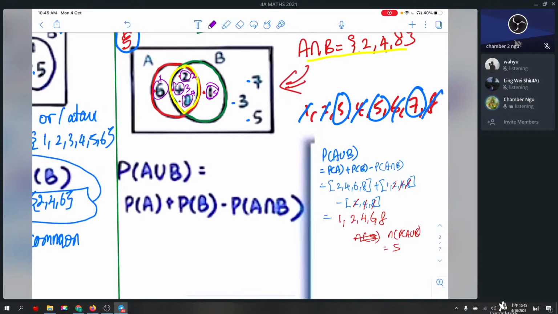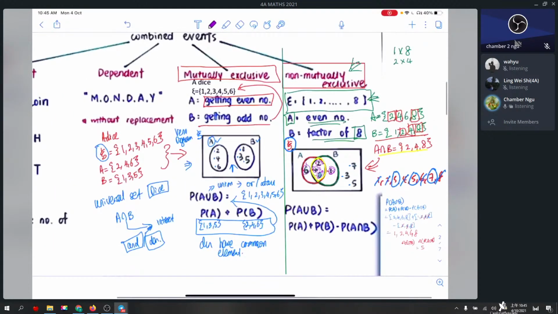Okay, that is what the meanings of mutually exclusive and non-mutually exclusive. So as a summary of the meaning, if mutually exclusive, we do not have the common element, do not have the intersect. However, non-mutually exclusive, we have the intersect. Kita ada set elemen yang sama. Boleh faham? If you understand, reply me 7. If not, reply me 8.